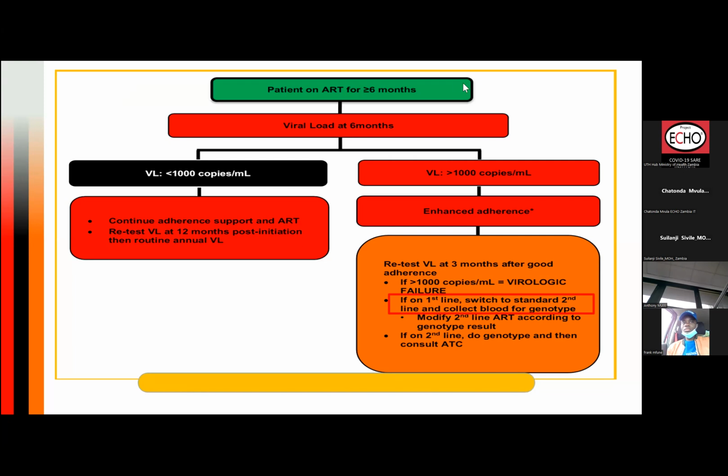From this diagram, we are saying someone must go through adherence counselling. There must be proof that they've started taking the ARVs. That's when you do a genotype. You do not wait for the results. You switch them to the new therapy, but you collect the genotype test. So this is what we recommend, and it is very crucial.